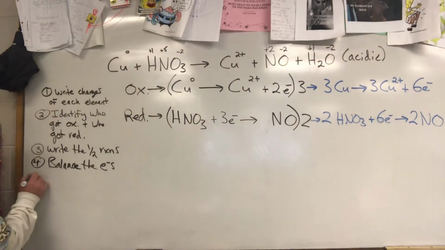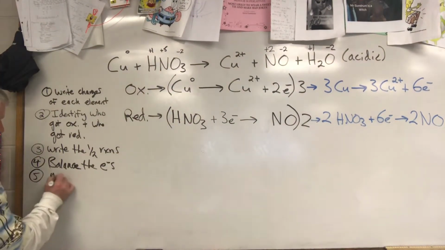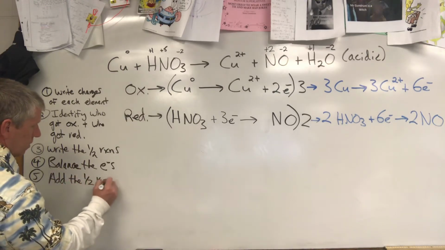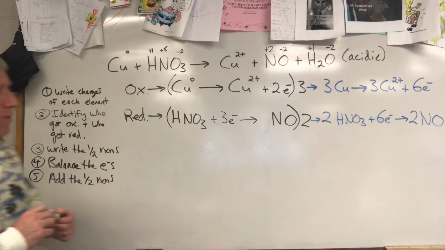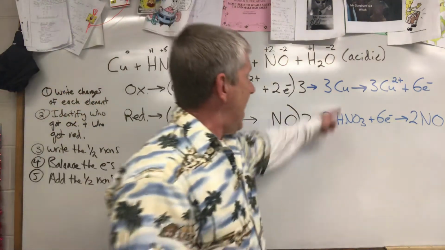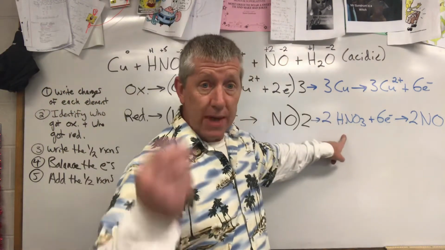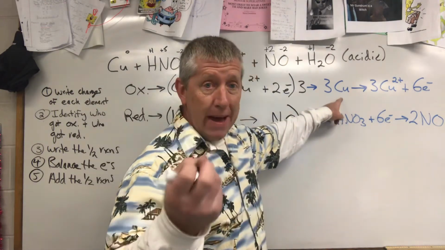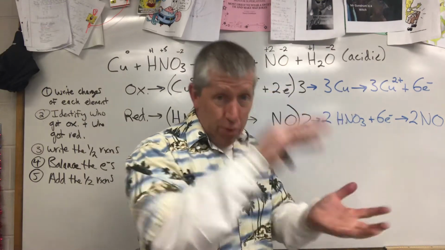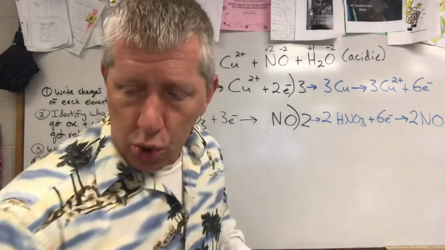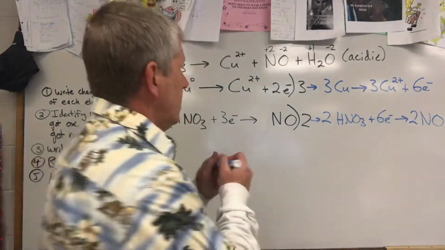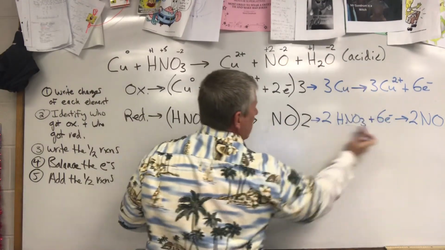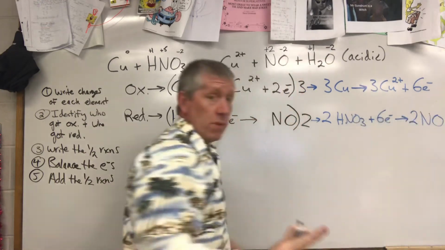Okay, step 5, add the half reactions. Add the half reactions. So now I'm going to add these 2 reactions, these half reactions. I balanced them with the electrons. I add these electron balanced half reactions. Just literally put them back together. So what I'm going to do, let's use this color here, is take these 2 and add them together. Everything on the left of the arrow goes on the left. Everything on the right of the arrow goes on the right.